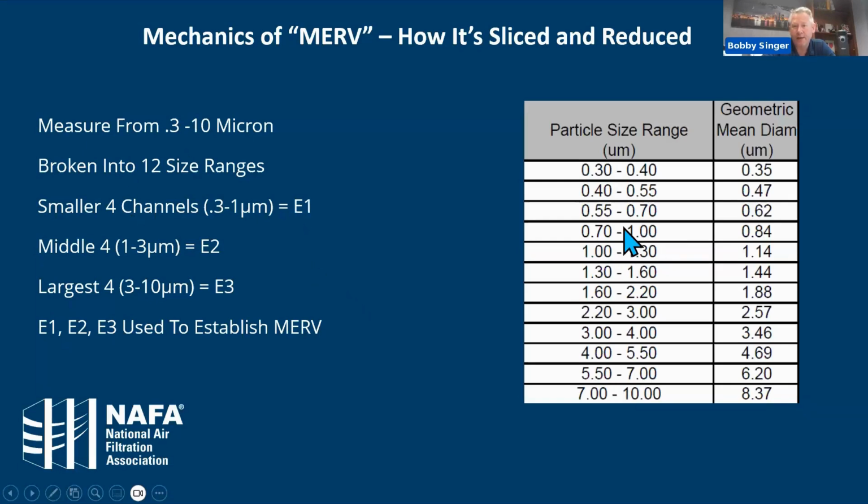The smallest 4 channels, from 0.3 to 1 micron, the efficiency at those sizes would be averaged. That's E1. The E1 efficiency would be the average efficiency from 0.3 to 1 micron. The middle 4 sizes, the 1 to 3 micron, the efficiency at those sizes would be averaged. That's E2 efficiency. The larger 4 sizes, from 3 to 10, the efficiencies would be averaged. That's E3. So E1, E2, E3, plug them into the MERV table.